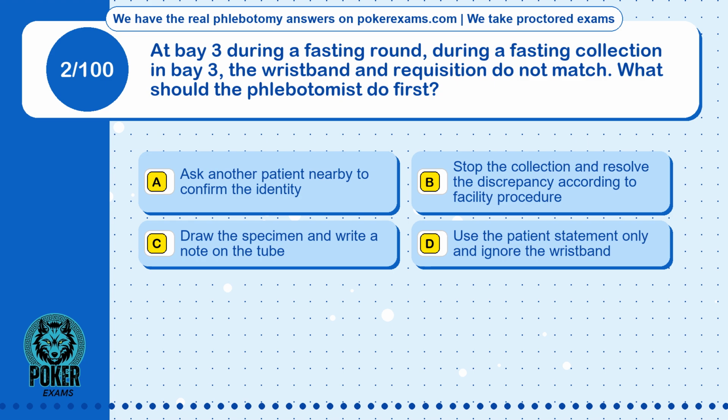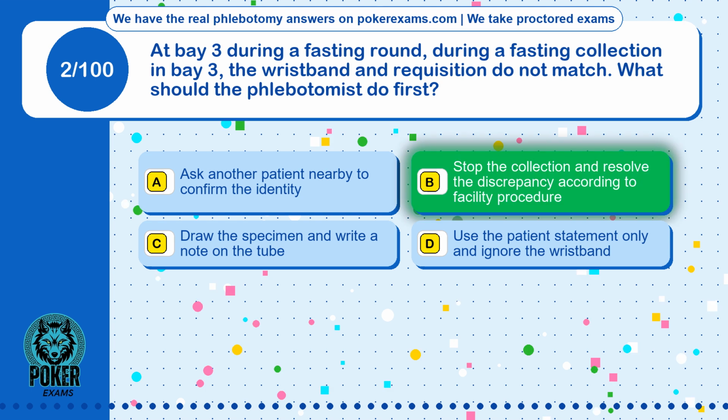Option A. Ask another patient nearby to confirm the identity. Option B. Stop the collection and resolve the discrepancy according to facility procedure. Option C. Draw the specimen and write a note on the tube. Option D. Use the patient statement only and ignore the wristband.